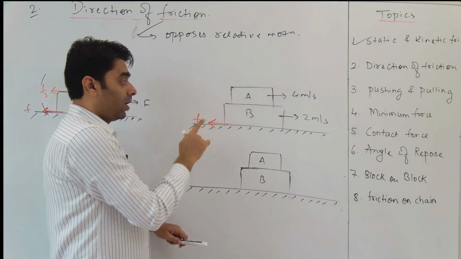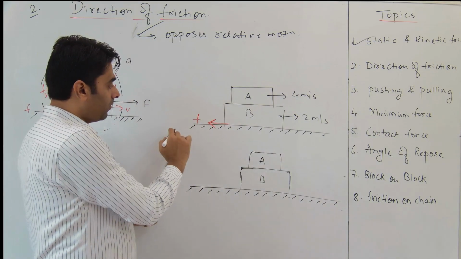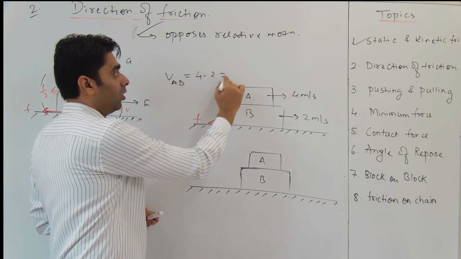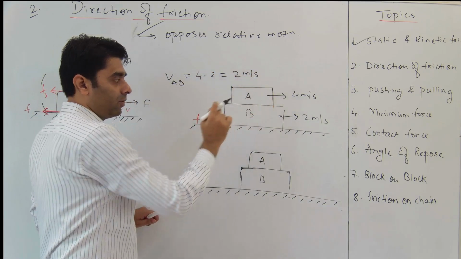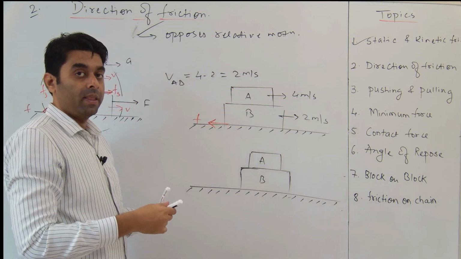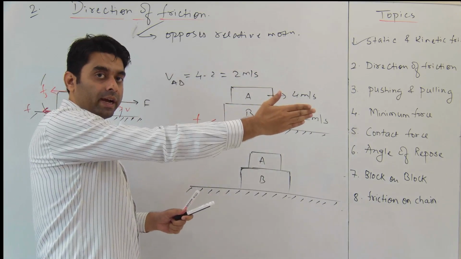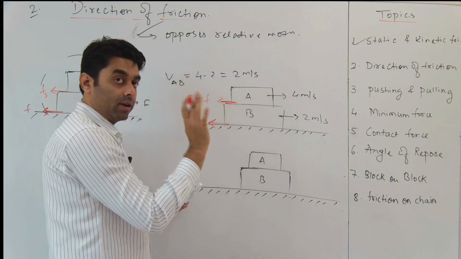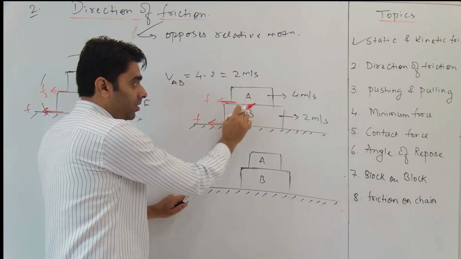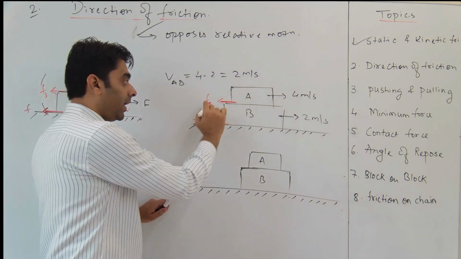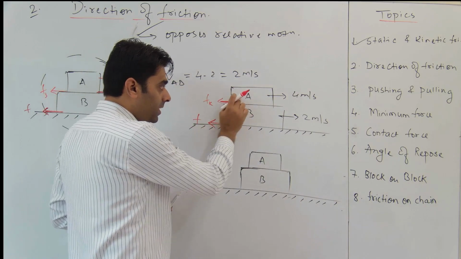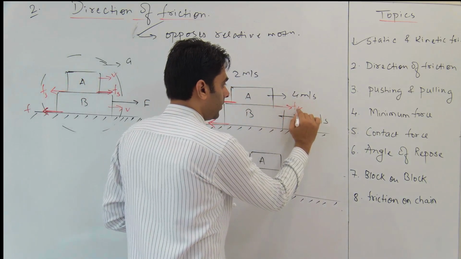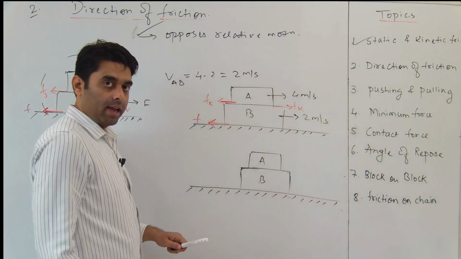Next, what is the velocity of A with respect to B? 4 minus 2, 2 meters per second. That means the velocity of A with respect to B is 2 in the forward direction. That means with respect to B, A is moving ahead. So friction on it will be in the backward direction, and this will be kinetic friction because there is sliding. Between them there is relative motion, so kinetic friction will act. And because B is applying kinetic friction backward, A will apply it on B in the forward direction. These are action-reaction pairs.